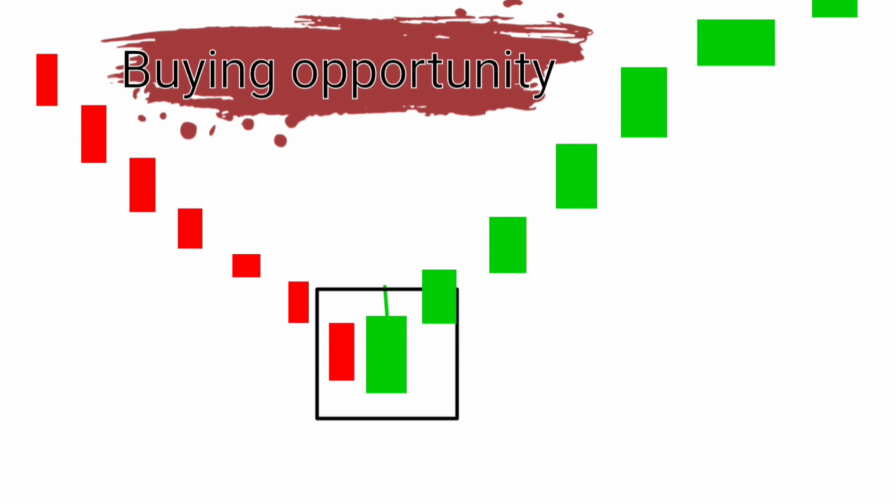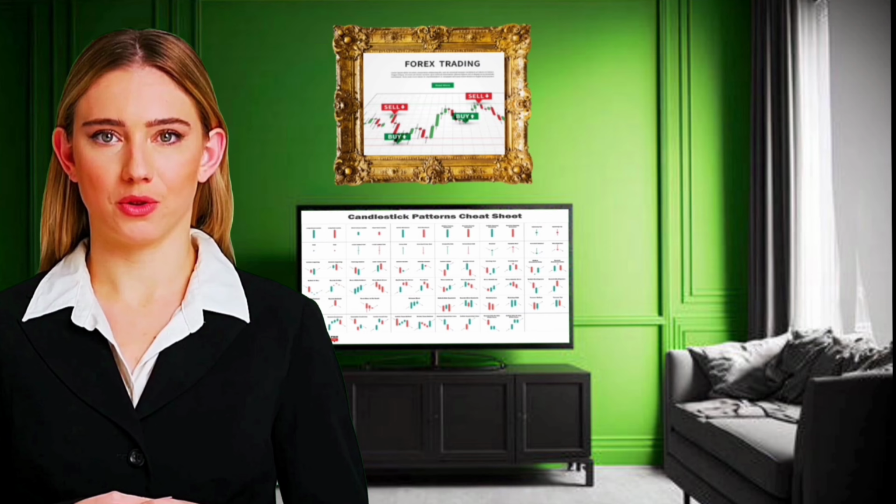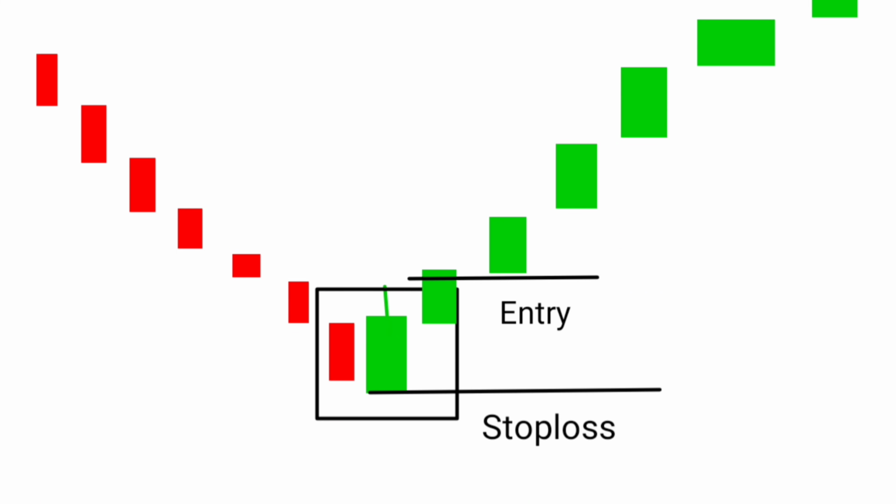Traders can use the bullish belt-hold line pattern to identify potential buying opportunities in a downtrend. They can enter a long position when the next candlestick opens above the high of the belt-hold line candlestick. Stop-loss orders can be placed below the low of the belt-hold line candlestick to manage risk.